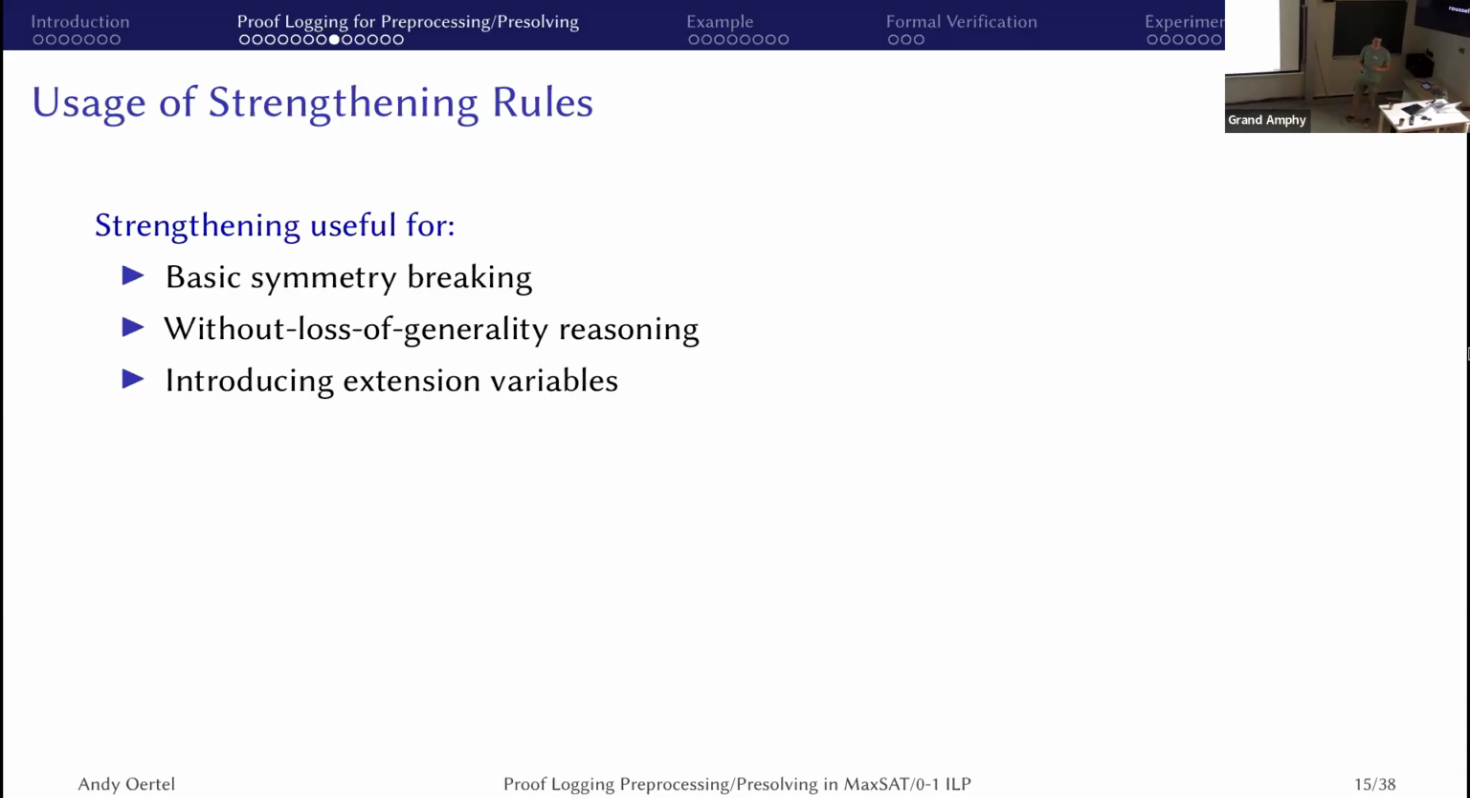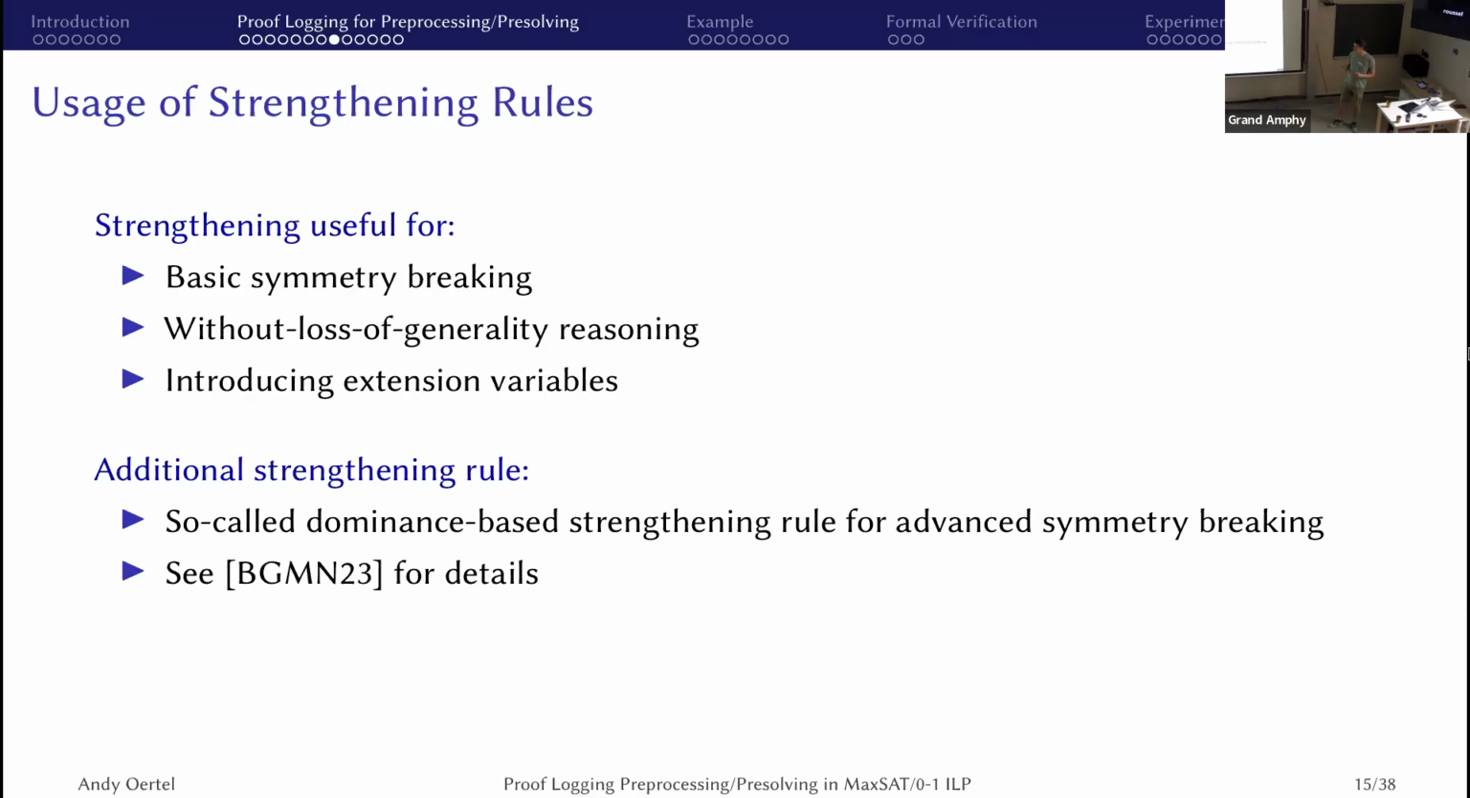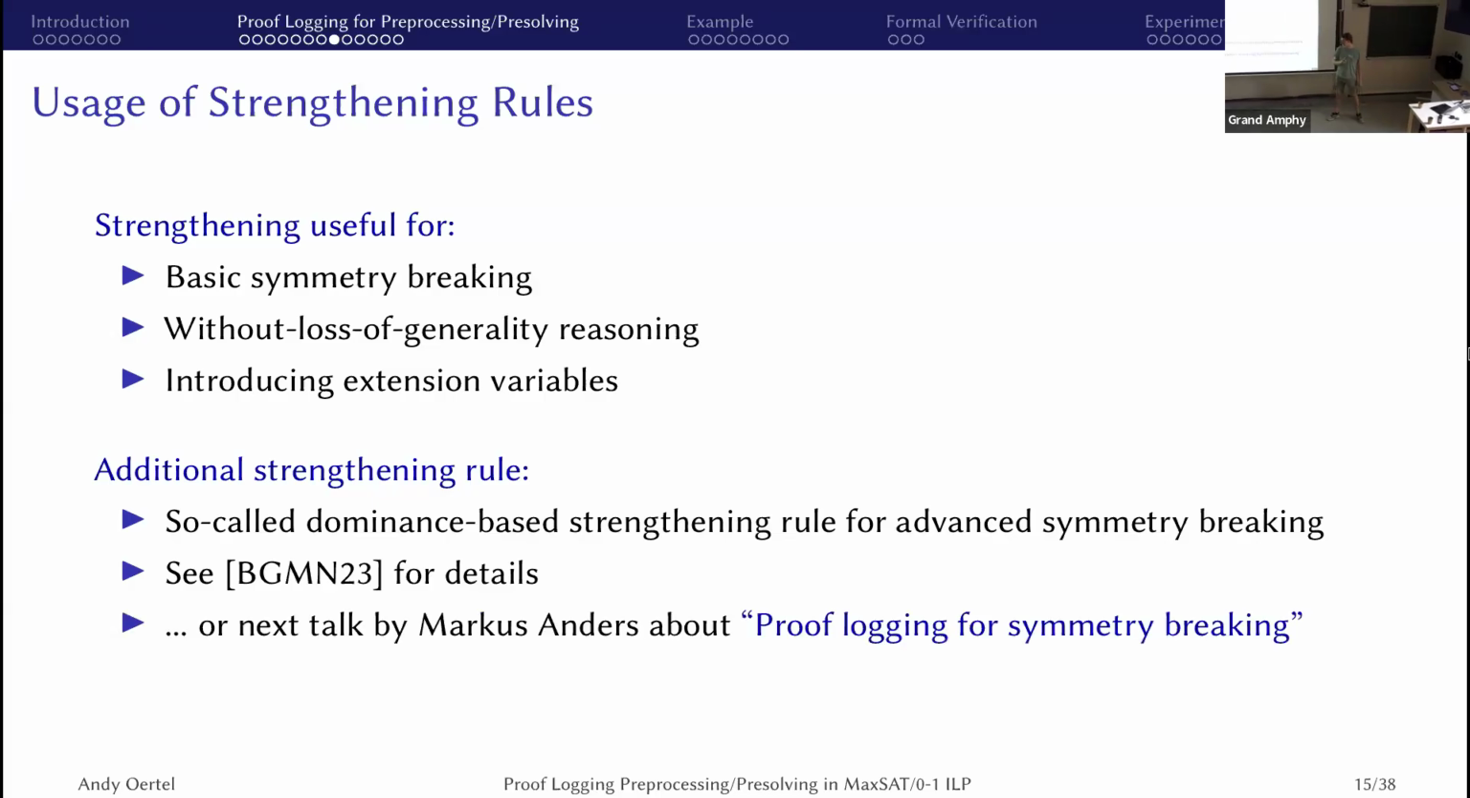Then what are strengthening rules used for? Basically, we can use them for basic symmetry breaking. We can also use them for without-loss-of-generality reasoning, and we can introduce extension variables. We will later see an example application. There's also an additional strengthening rule, called dominance-based strengthening. There's a paper on it if you want to read more, or you stick around for the next talk by Markus Anders, who will talk about symmetry breaking and proof logging for that.